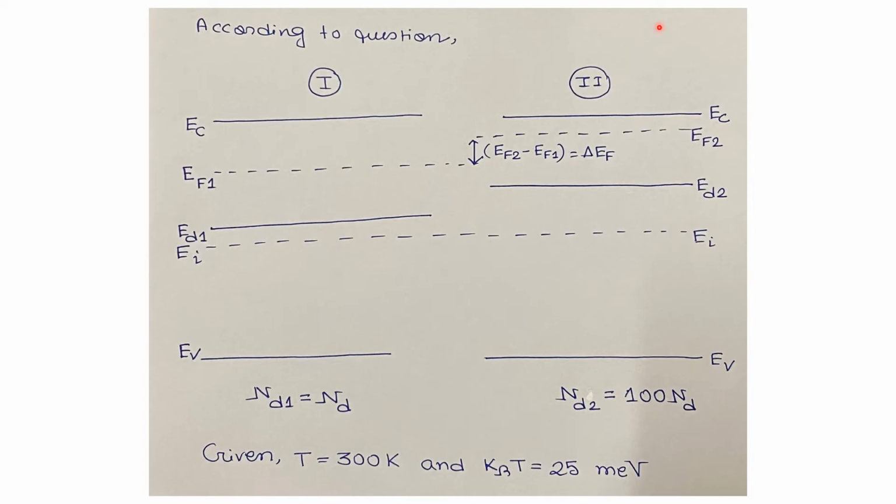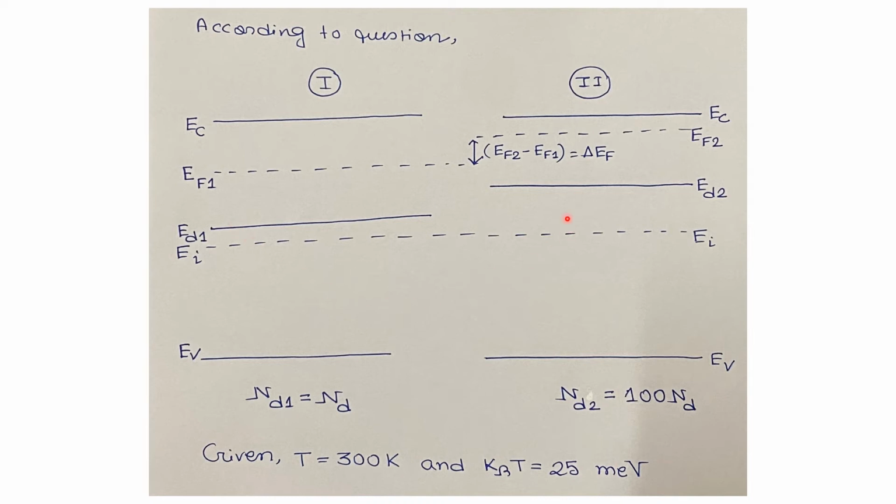In the previous slide, we have already seen the Fermi level of the n-type semiconductor will depend on the concentration of donor atoms doped in that semiconductor. Now, according to the question, we will consider two cases. In the first semiconductor, the donor concentration is Nd and the Fermi level is at EF1.